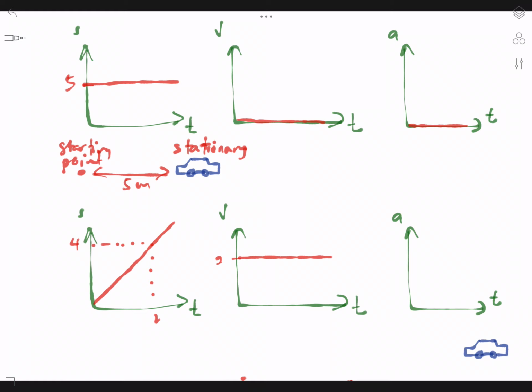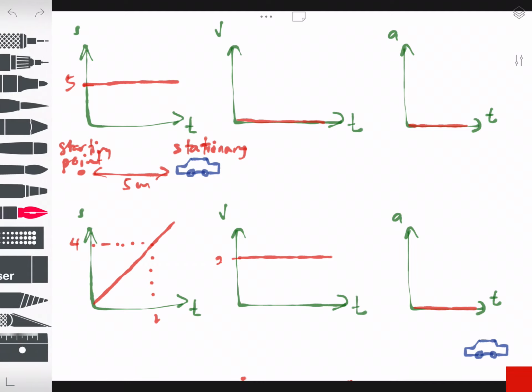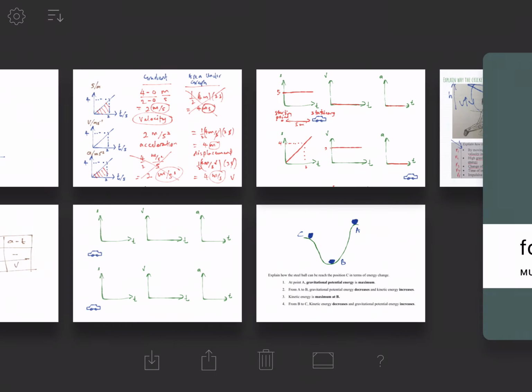Since the velocity is constant, and as we know the gradient of the VT graph is acceleration, a flat line means the gradient is 0, so the acceleration is 0. Okay, you can see here. I hope you understand so far, and let us move on to the next slide.